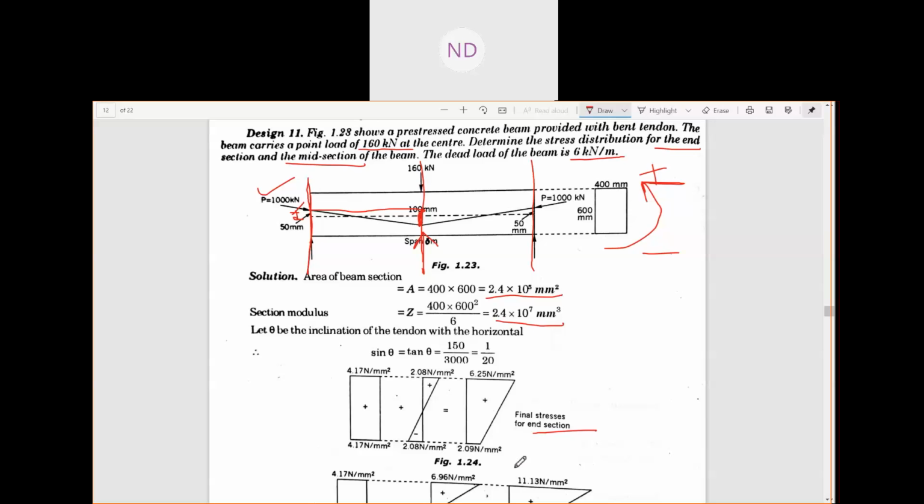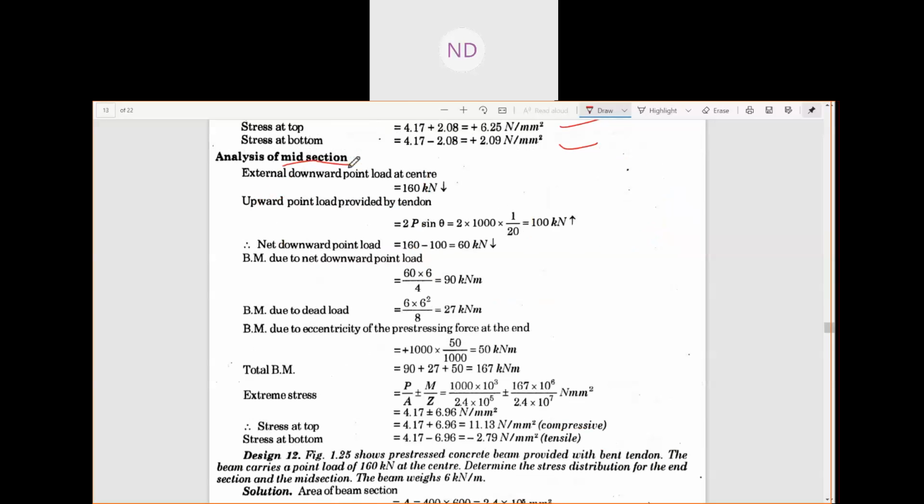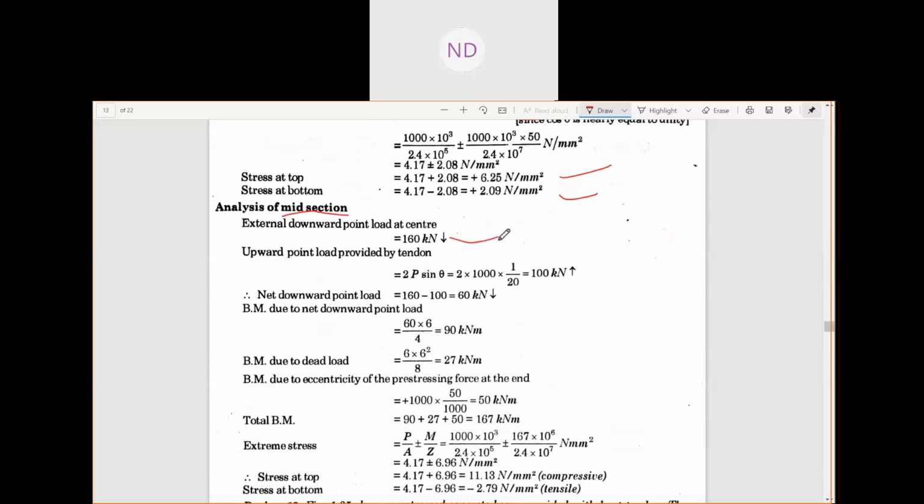For the mid section, like in the previous class we have done, at the mid section we have the downward load this much, 2P tan theta, you can calculate it. Then you will get the net downward point load, which is the total downward load 160 minus your upward force 100, so that means the remaining load is how much? Net load 60 kilonewton. So the moment due to the point load will be WL by 4, with the remaining 60 taken into consideration. So the bending moment also you will get here.